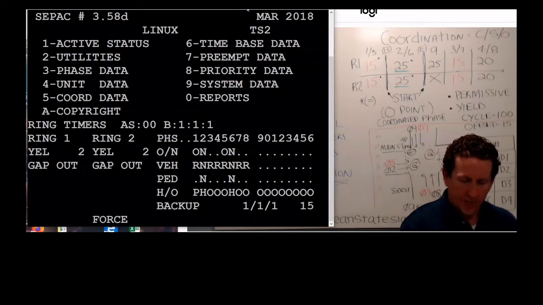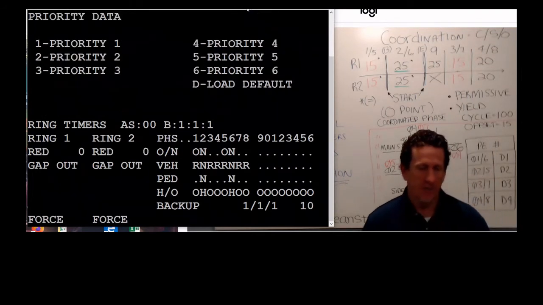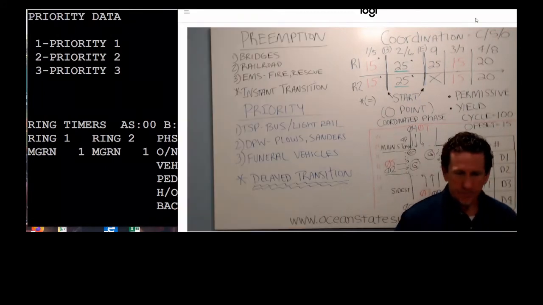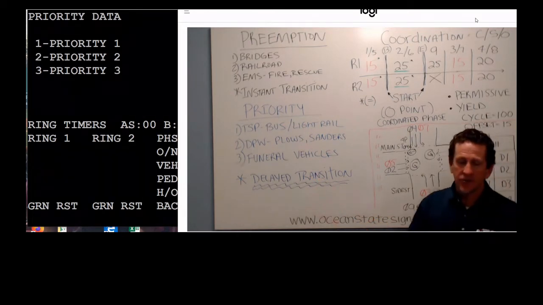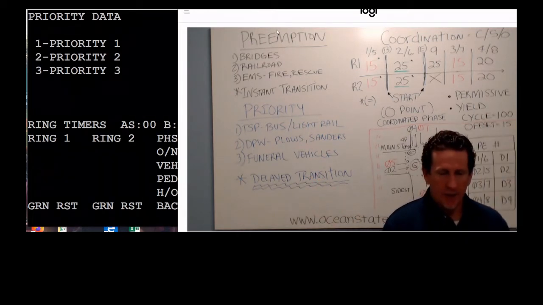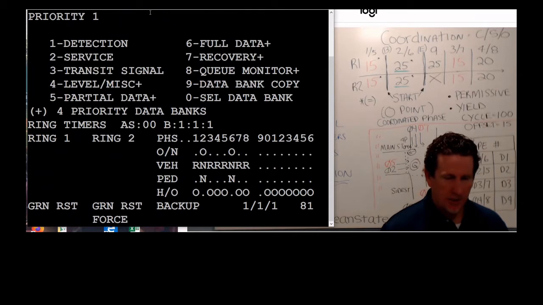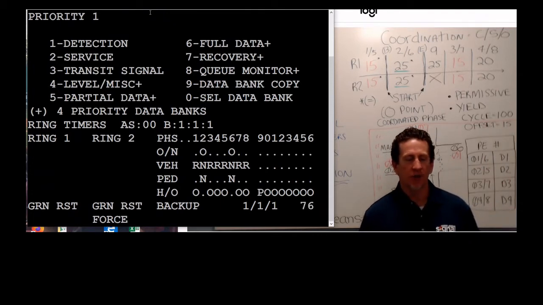Let's go to the priority part. I'm not going to go crazy with this because there's a lot involved and I want to make sure I have enough time to cover everything. Traffic signal priority covers bus, light rail, plow, sanders, funeral vehicles, and it's a delayed transition. So there's a lot more programming on how we get into this and how we get out of it. We only have 6 priorities, we don't have 12. So same thing, I go in, and now you have all this different data: detection, service, transit, signal.